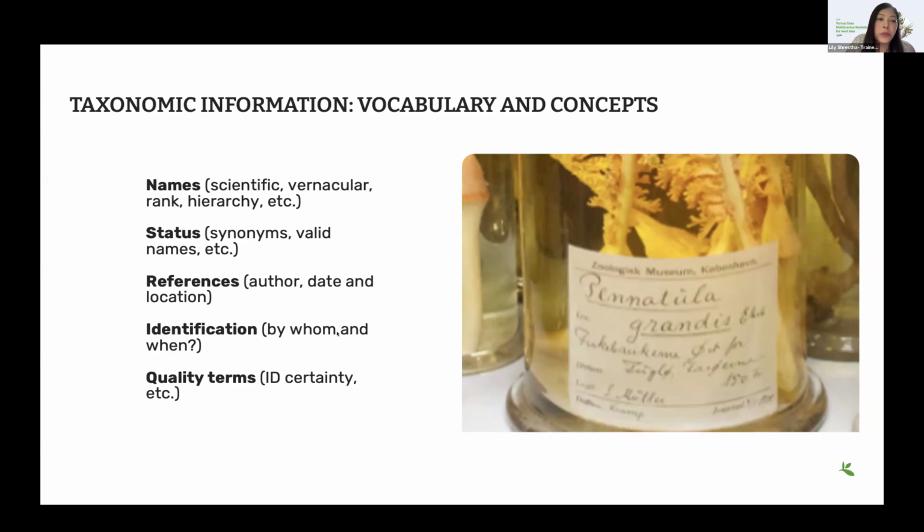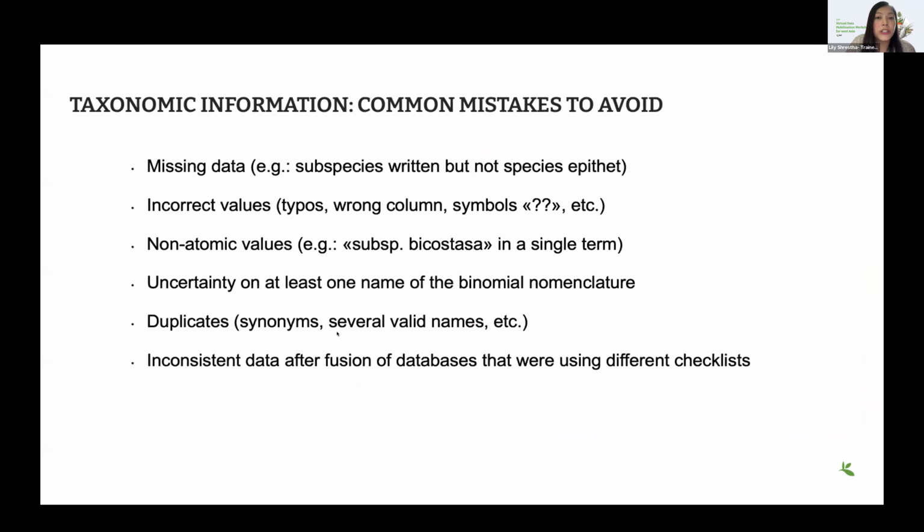It's not only the names, but also the status of the name, like whether it's synonym or accepted name, the references to the scientific name, authorship, dates and location, if we have identification, and so on, any IDs that you may have. So these are the information that we can include in a taxonomic information.